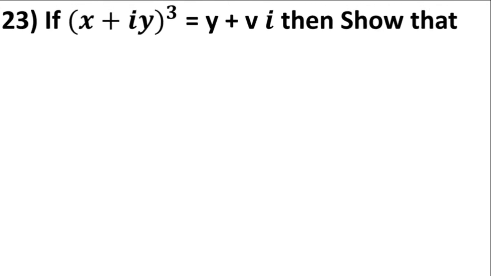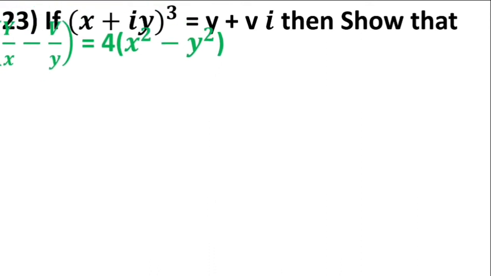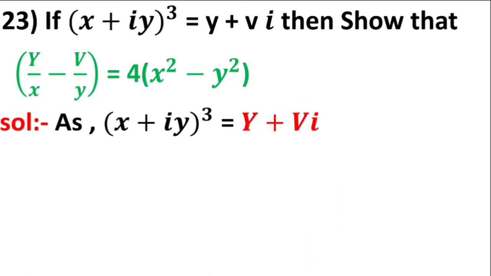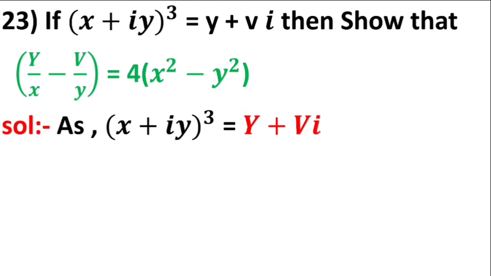Okay, now question number 23. If (x plus iy) the whole cube is equal to y plus vi, then show that y upon x minus v upon y is equal to 4 into bracket x square minus y square. Solution. It is given that (x plus iy) the whole cube is equal to y plus vi.